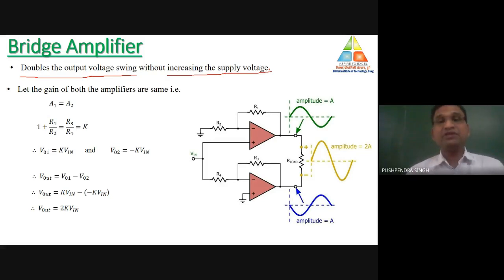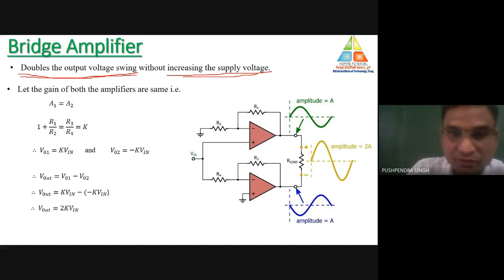But that will depend on the supply voltage of the operational amplifier. So that could be mostly 15 volt if the supply voltage is plus minus 15. Why? Because that is the saturation voltage of the op-amp. That depends on that. But the basic thing is that it is basically used to double the output voltage without increasing the input supply voltage.